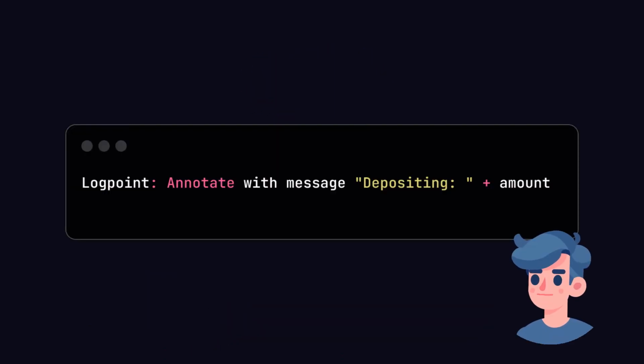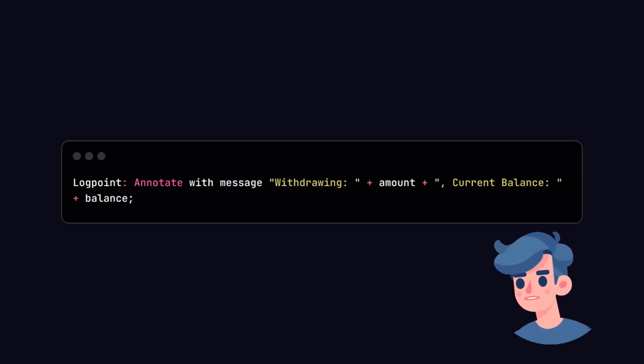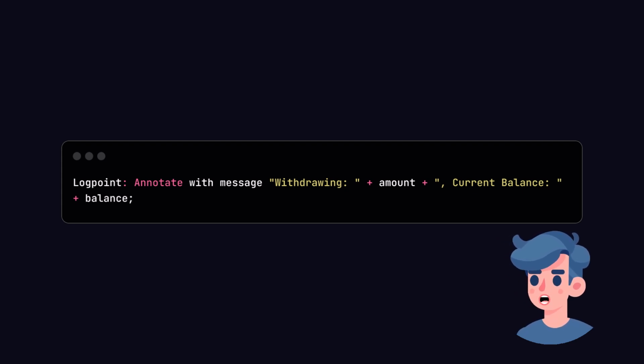After adding the log point, you should see a small L icon in the margin. Click on it, and you will be able to specify the message to log. Let's log "depositing" plus amount. Next, let's do the same for the withdraw method. We'll log the amount attempting to withdraw and the current balance before the withdrawal occurs. Now, we have our log points set up.